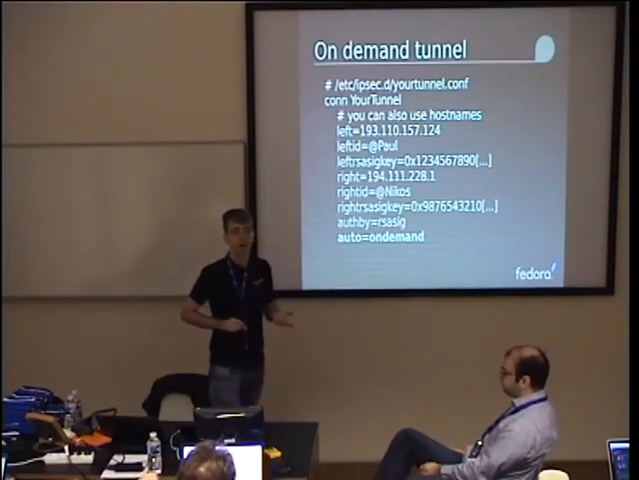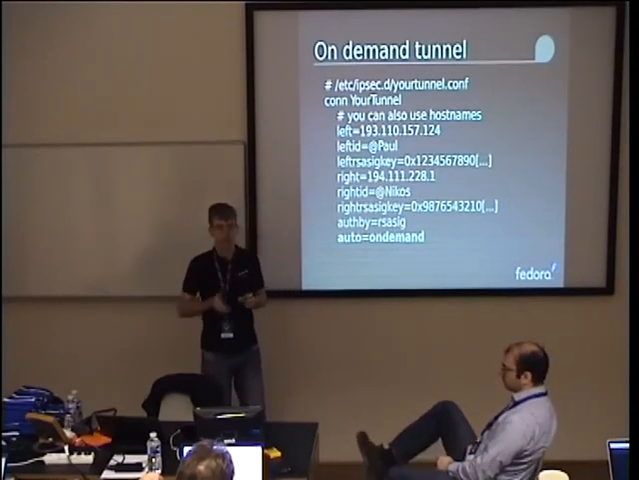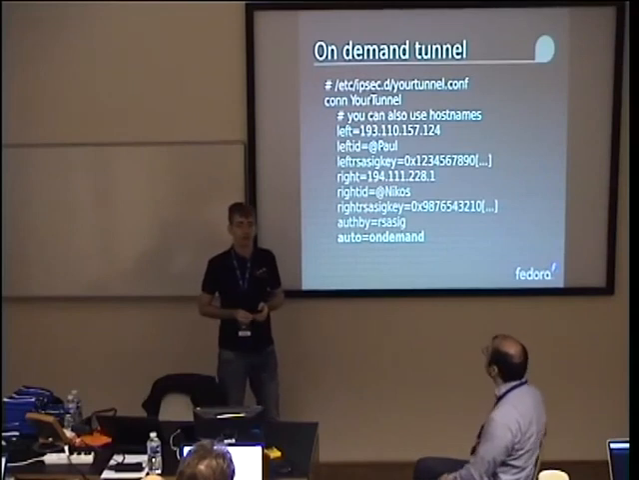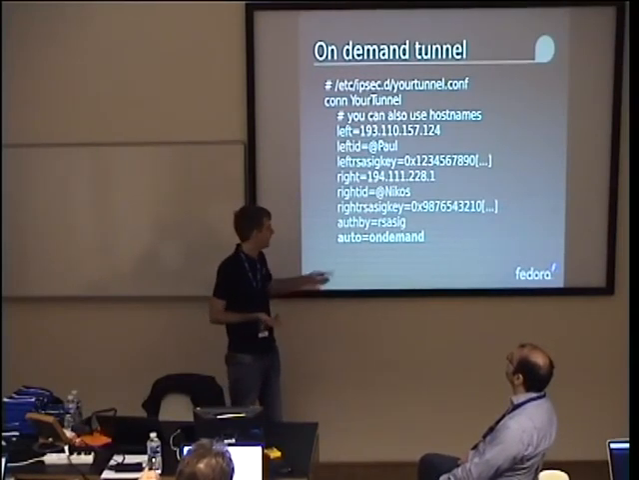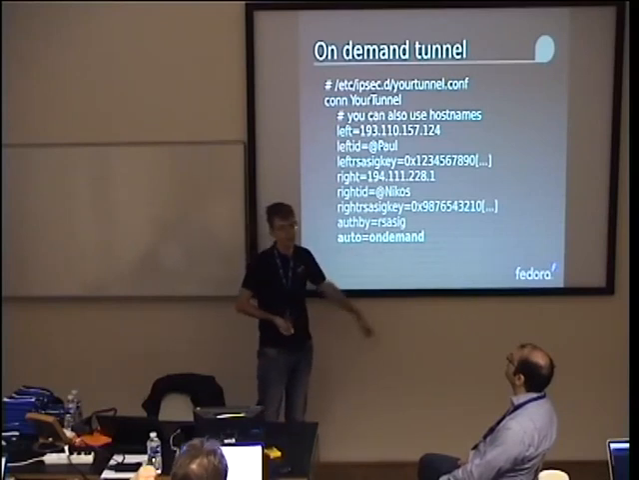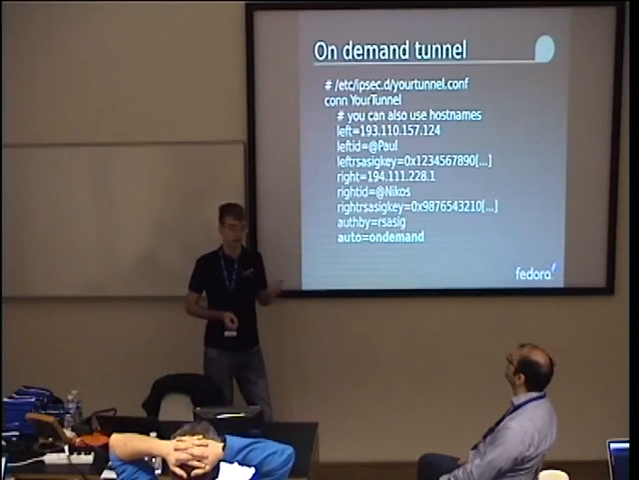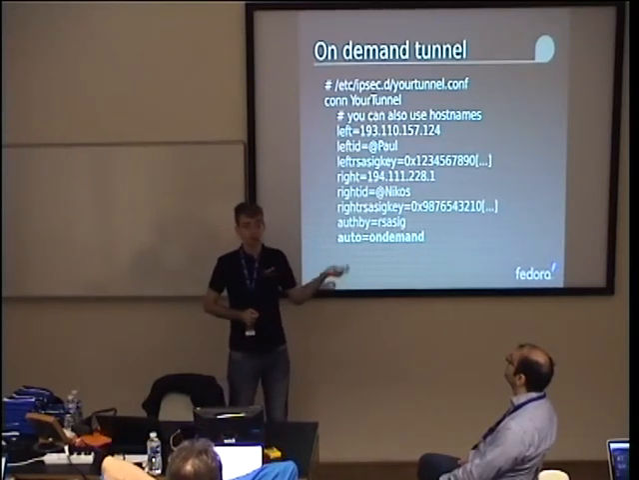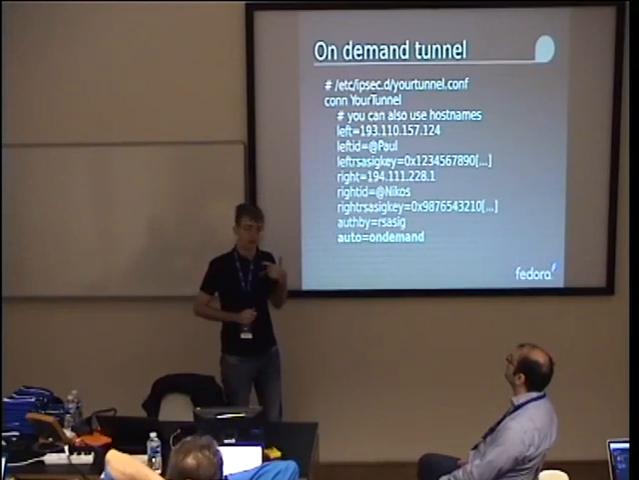So another feature, on-demand tunnels. If you do a subnet to subnet connection, you might not want to have it up all the time. If you want to bring it up only when there are packets, you can just change auto to ondemand. Basically it instructs the kernel and says these packets may not leak out. If you get a packet for this, go talk to the IKE daemon and give us a notification and we'll set up the tunnel.